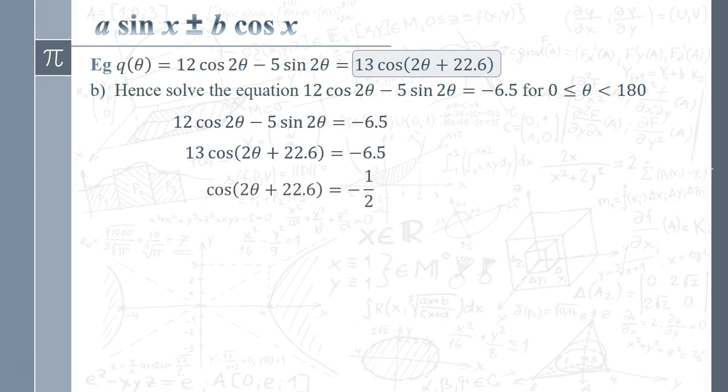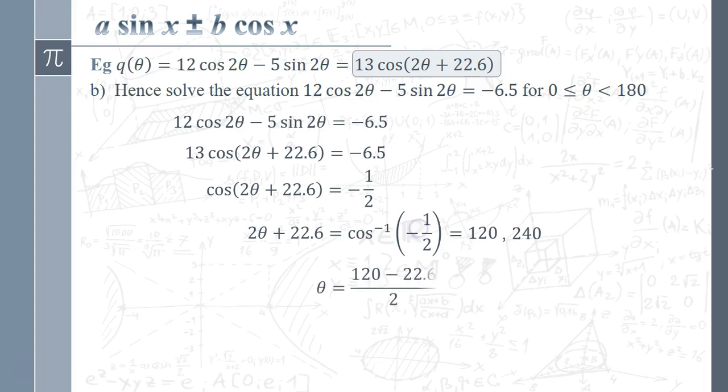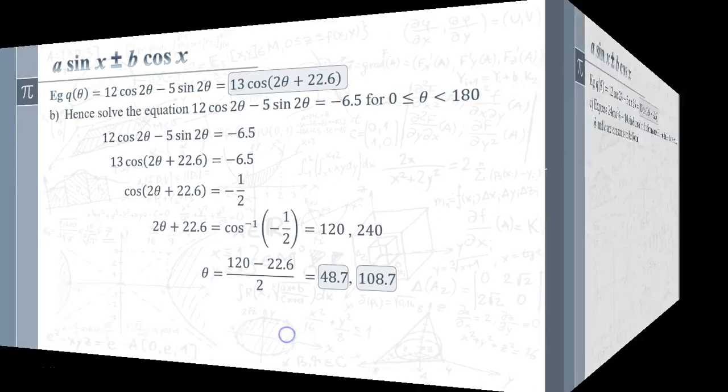So let's take the 13 across. Cos to the minus 1 of a half gives us 2 theta plus 22.6. So cos to the minus 1 of minus a half is 120. And clearly we've also got 240 there as well. And then it's a case of just doing the sorting out there. We end up with our two values, 48.7 and 108.7. And on we go. Part B sorted.